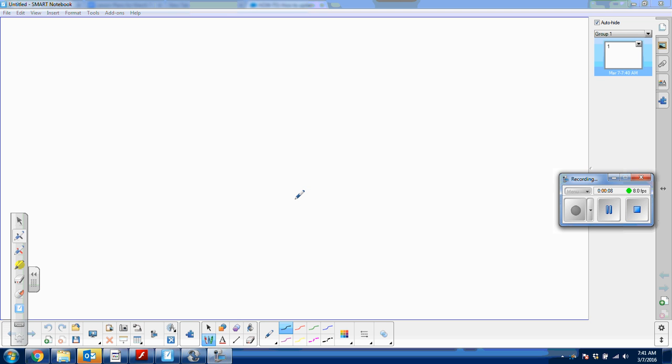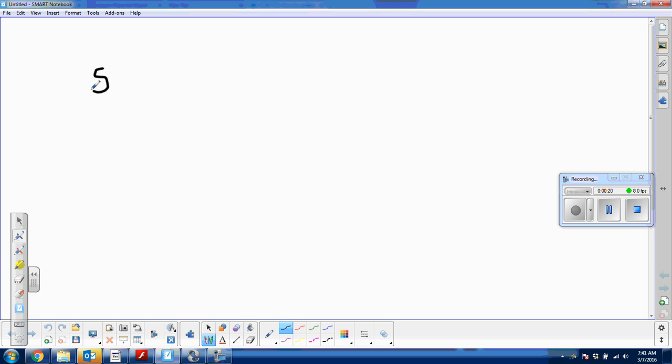Today what we're going to do is work on writing a fraction as a multiple of a unit fraction. So let's go ahead and get started. If I give you the fraction 5 out of 6, and I ask you to use an equation to write this fraction as a product of a unit fraction, this is what we have to do.